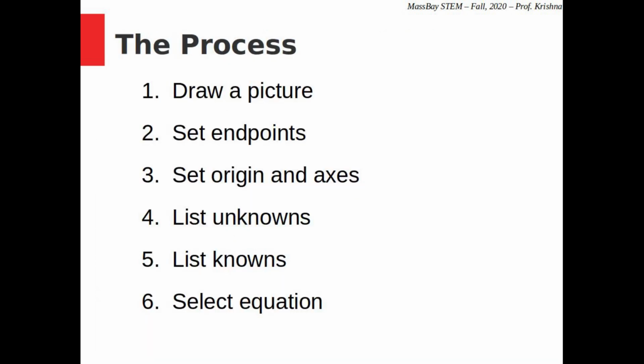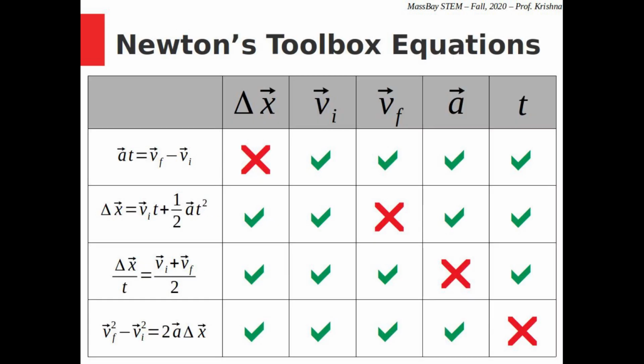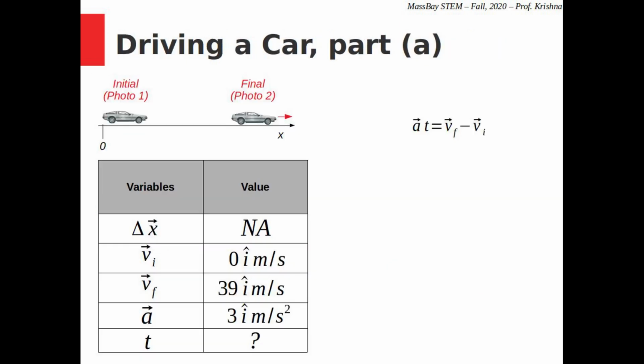Step 6. Find the equation that relates the knowns to the unknown. The unknown is time, while the knowns are acceleration, initial velocity, and final velocity. Out of the toolbox equations, there's only one that uses these 4 specific variables. That's equation 1. So that's the one we have to use.